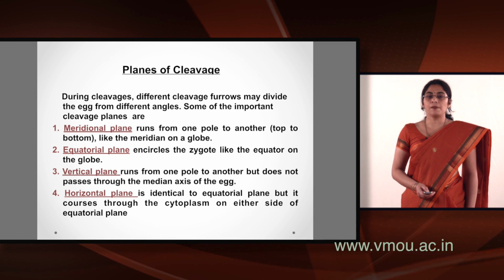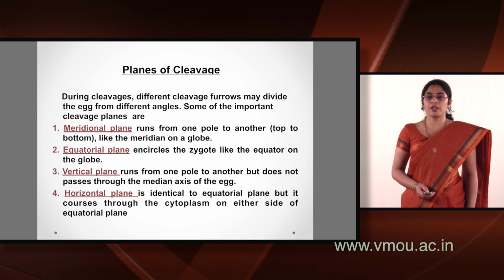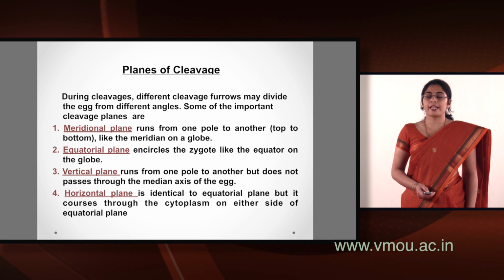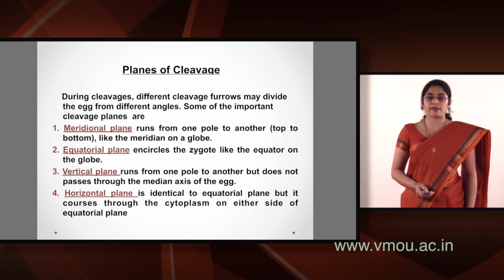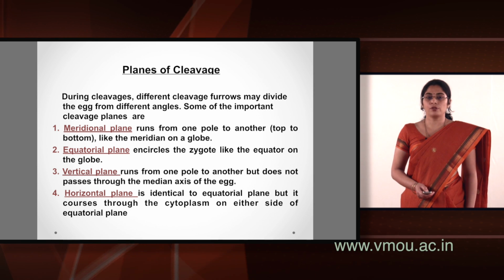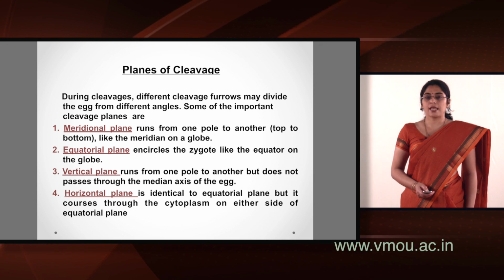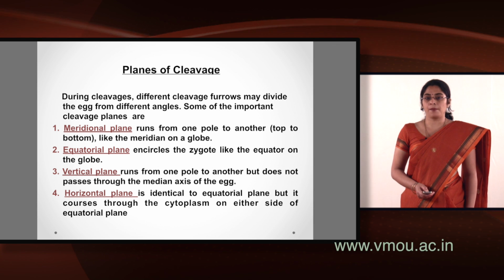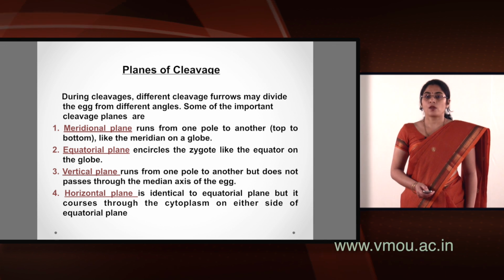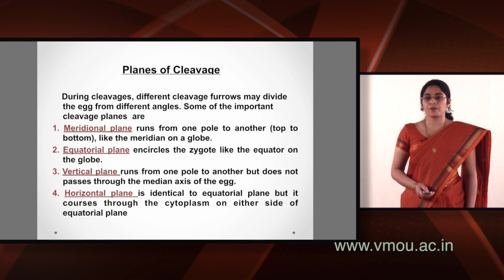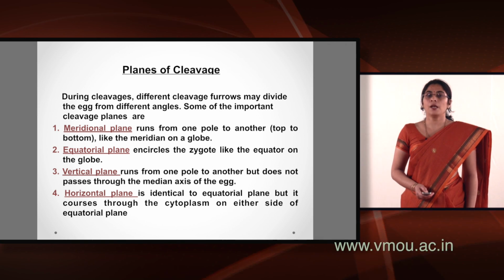Third, vertical plane. It runs from one pole to the other, but does not pass through the median axis of the egg. Fourth, horizontal plane. It is identical to the equatorial plane, but it courses through the cytoplasm on either side of the equatorial plane.